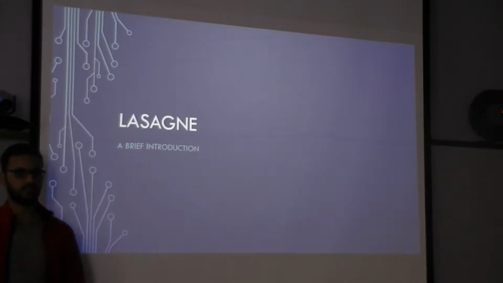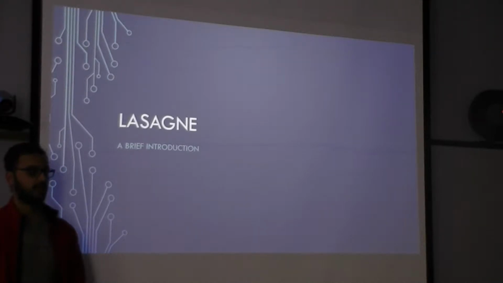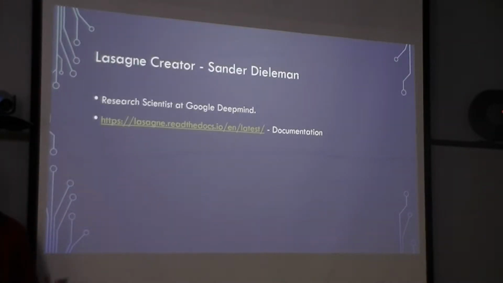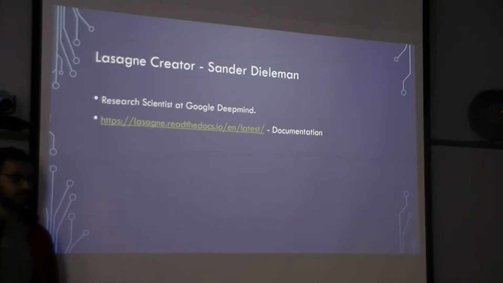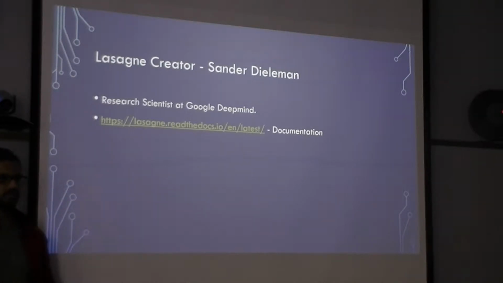My presentation is on Lasagne, and it gets its name from one of the dishes that you might know, which has layers. So it helps in basically building neural networks, and their motto is simplicity. It's pretty simple, very little coding, and more or less good results. It was created by Sander Dieleman, an engineer at Google DeepMind, and the documentation can be found like every other library out there.